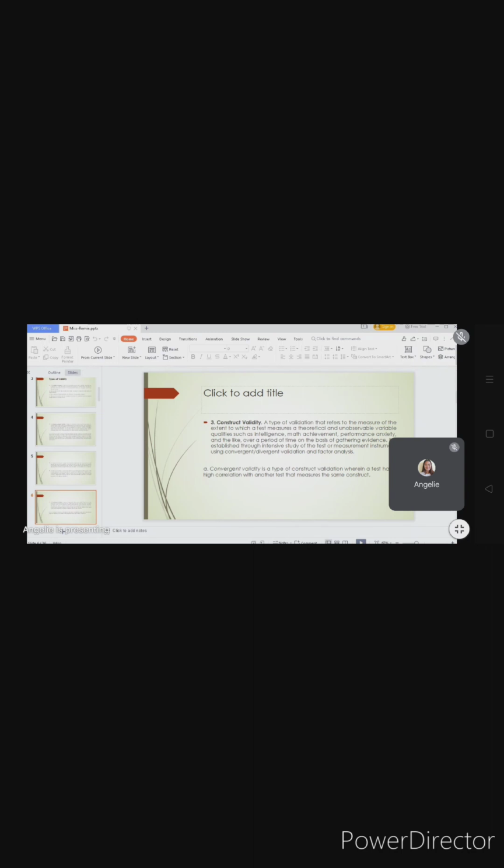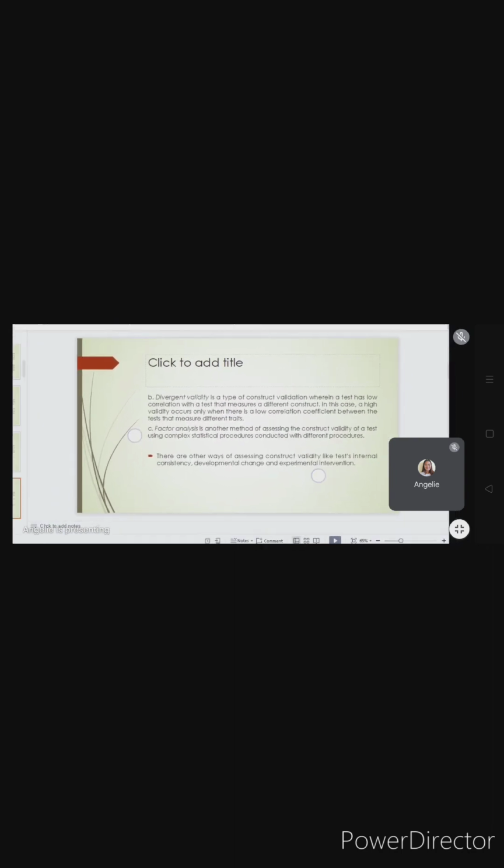So next slide, please. B, divergent validity is a type of construct validation wherein a test has a low correlation with a test that measures a different construct. In this case, a high validity occurs only when there is a low correlation coefficient between the tests that measure different traits. C, factor analysis is another method of assessing the construct validity of a test using complex statistical procedures. There are other ways of assessing construct validity, like test internal consistency, developmental change, and experimental intervention.